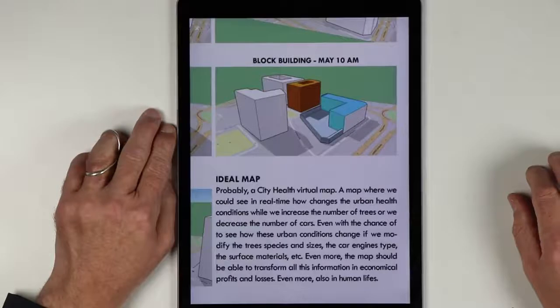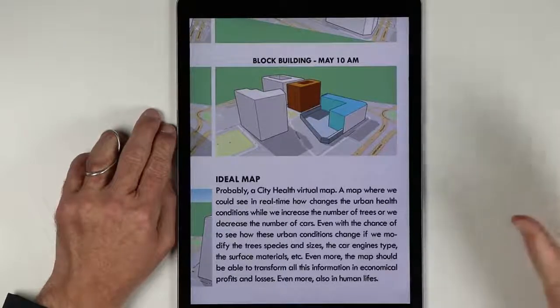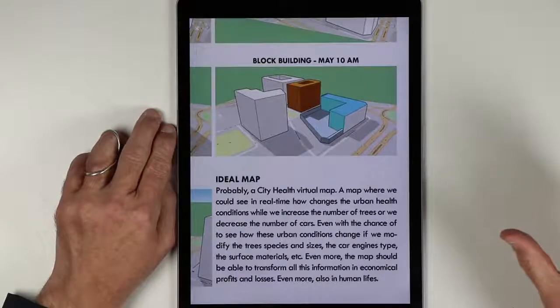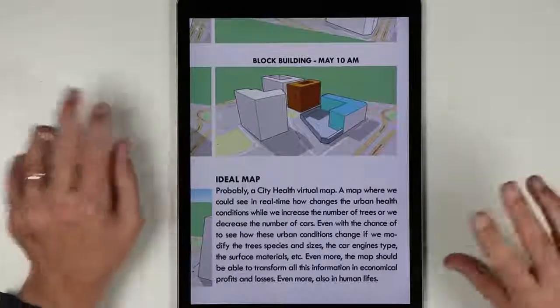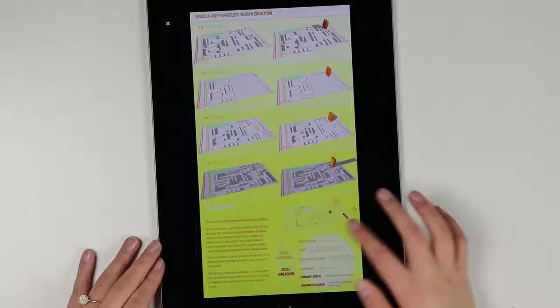He says, if there's one thing that we should include in a map, it is information regarding health. A health virtual map. That would be the ideal map, that we can have real-time information on the number of cars, on smog, on noise, on light, etc. And that we can mold our environment according to that information.